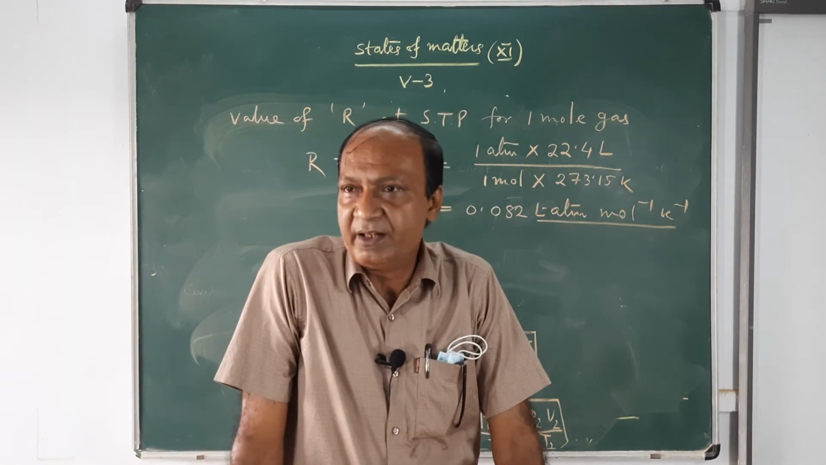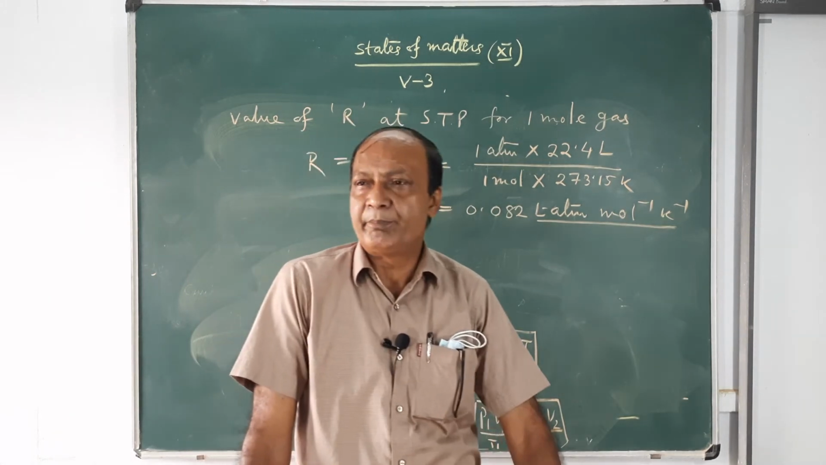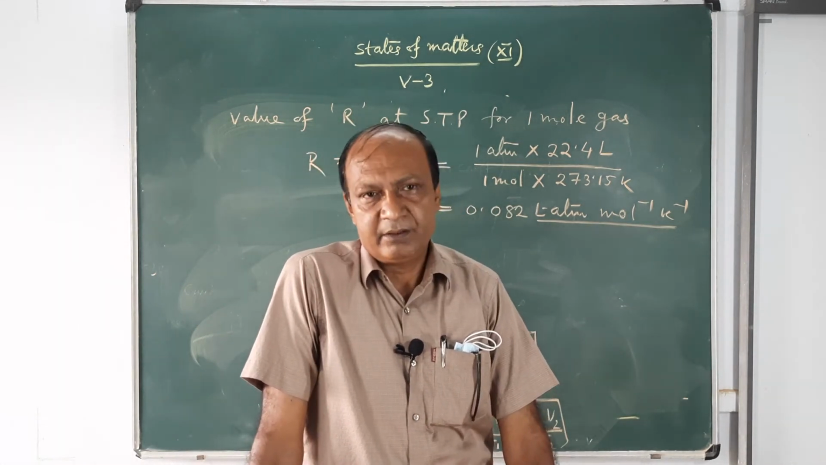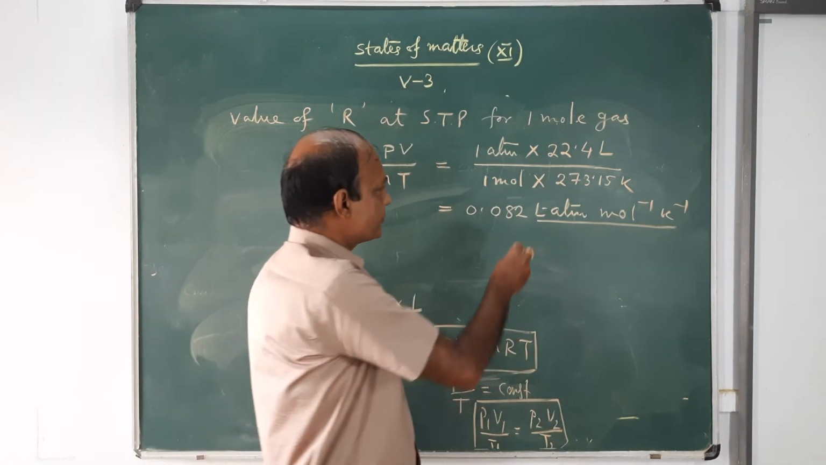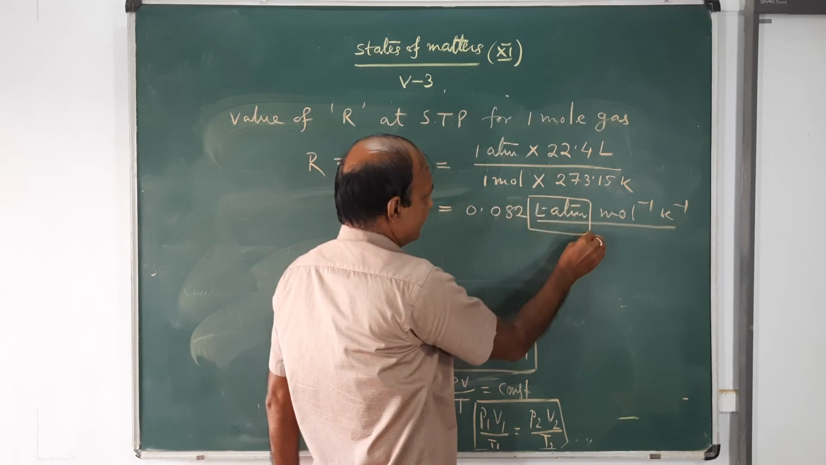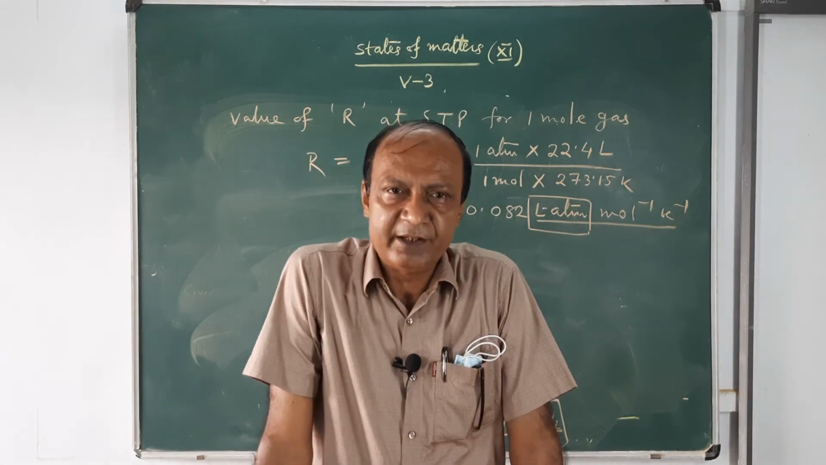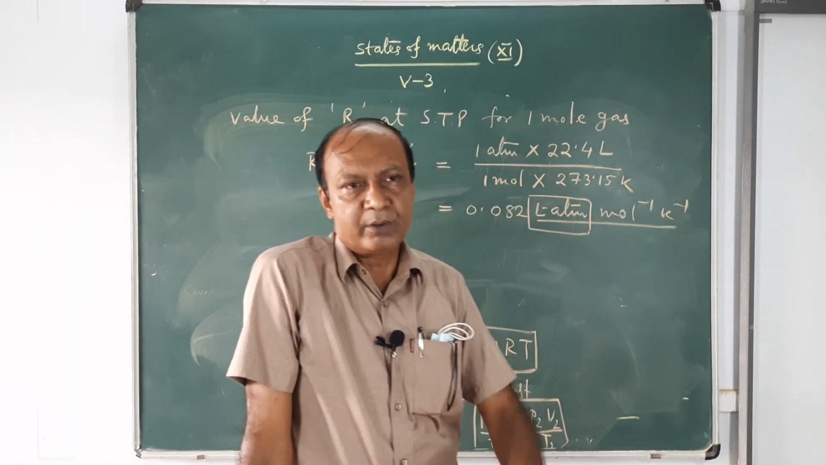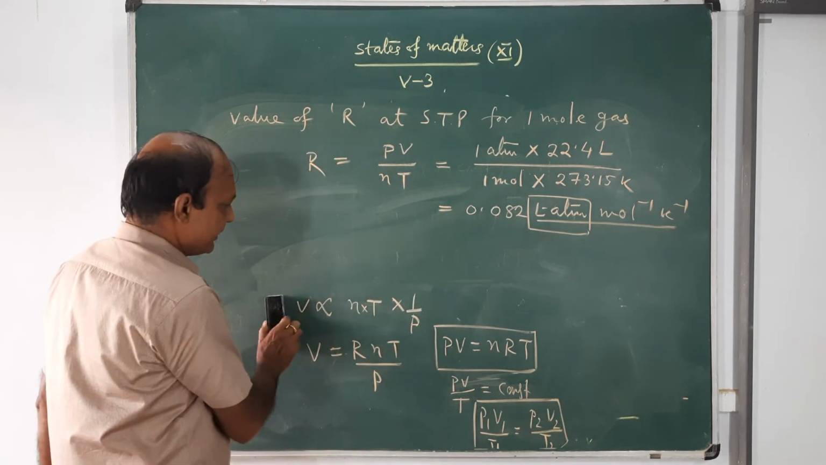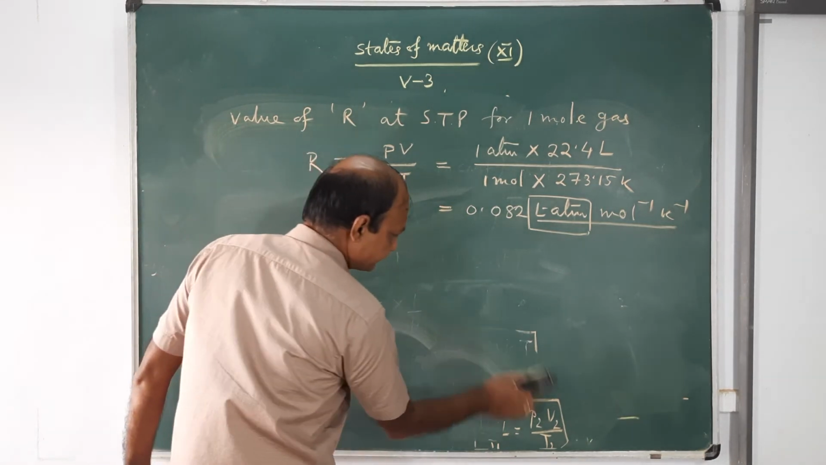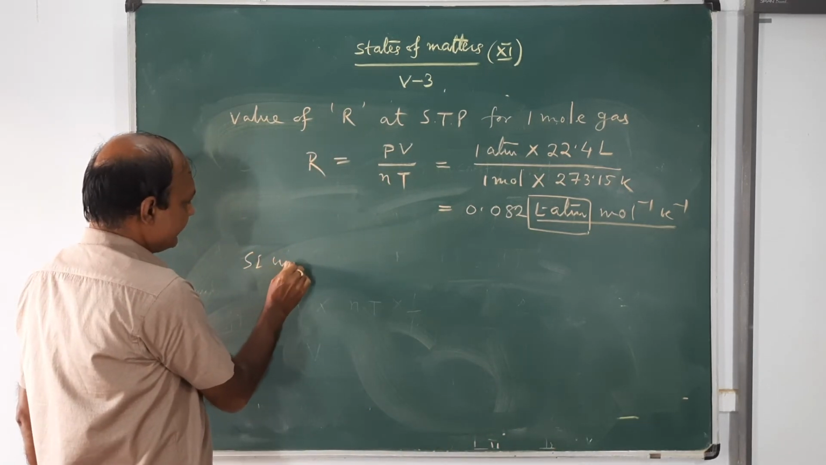This value is generally used in the calculation of the amount of gas, and in the calculation of pressure and temperature. Mostly you will apply this value. However, you know that liter atmosphere is an energy term. PV, pressure into volume, is an energy term. So you can also calculate the value of R in SI unit.